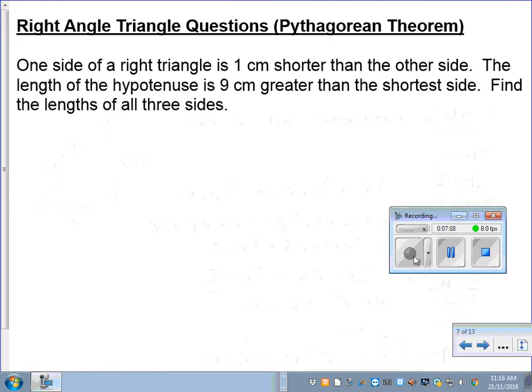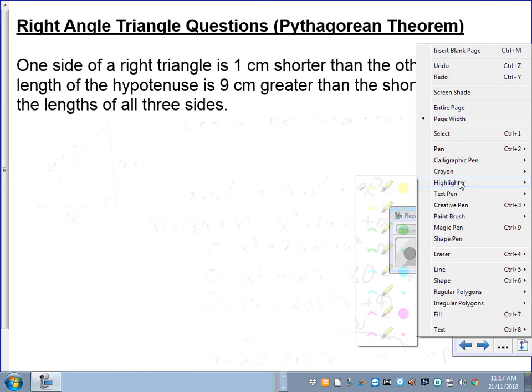This problem gives us a right angle triangle. It says one side of the triangle is 1 centimeter shorter than the other side. We could use minuses or pluses here. To make your life easy, you're going to let the shortest side be x. So if you look at this problem, you've got the following.